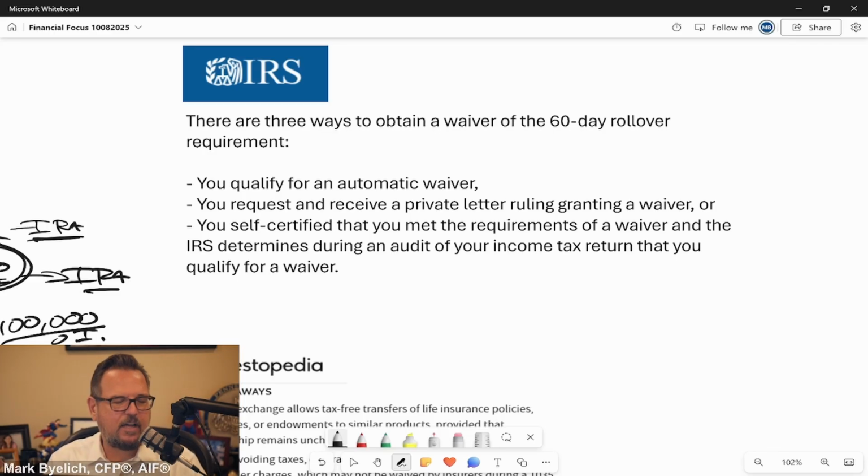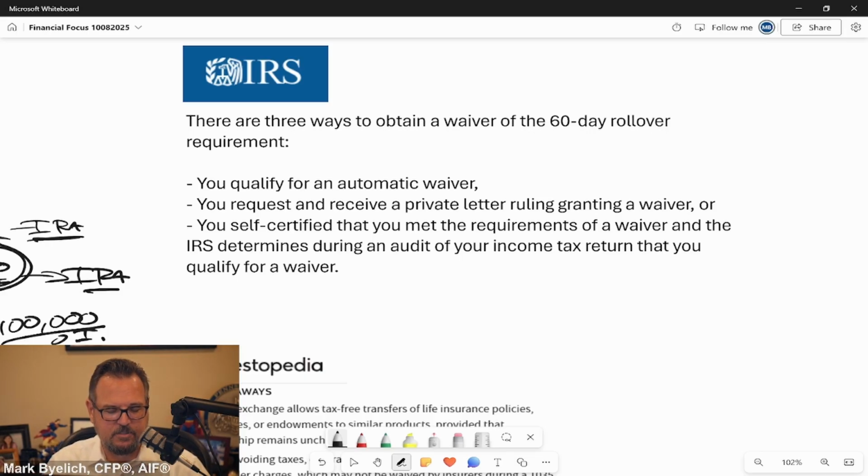You have to qualify for an automatic waiver. So there are exceptions. And again, you can go to that video I did in 2024, but again, they're very specific. You request and receive a private letter ruling granting a waiver. This was actually the most common private letter ruling. That's why they have this self-certification and these automatic waivers. So private letter rulings are costing about $15,000 right now. So if you make that mistake and you have to pay that tax on that distribution, then you're going to have to pay for this private letter ruling.